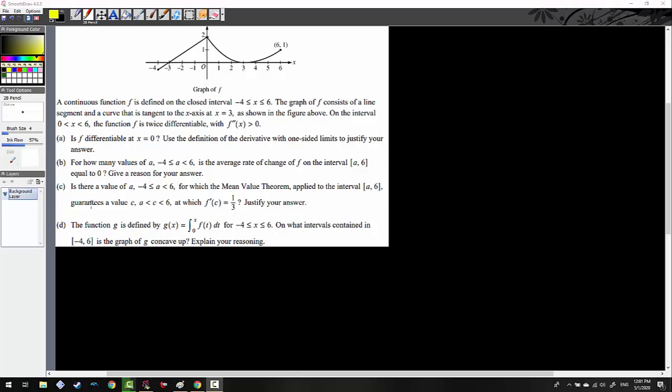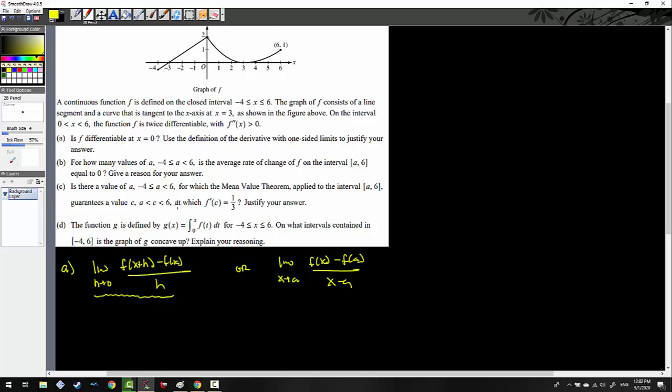Awesome. So the first question is: is f differentiable at x equals 0? And it says use the definition of the derivative with one-sided limits to justify your answer. Before we begin, let's talk about the definition of the derivative again. There were two versions of it. It was the limit as h goes to 0 of f of x plus h minus f of x over h. And we generally used this one to find general derivatives, just the slope anywhere. There was the other one, which was actually more preferred for the derivative at a point, which was the limit as x goes to a of f of x minus f of a over x minus a.